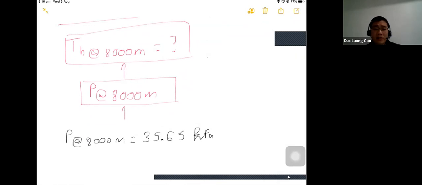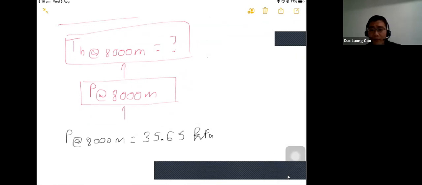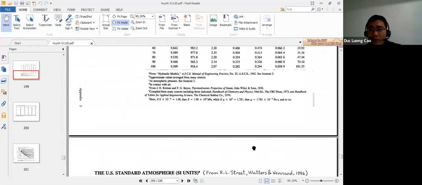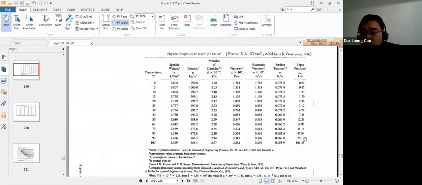And when you have pressure 35.65 in the vapor pressure column, it means between 31.16 and 47.34. Okay, so the boiling temperature is between 70 and 80 Celsius. Now use interpolation. Okay, interpolate.